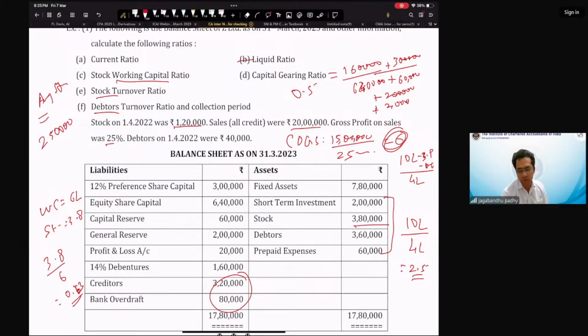Is P&L considered in the denominator of capital gearing? Yes, P&L is a reserve, right? So stock turnover is 6.